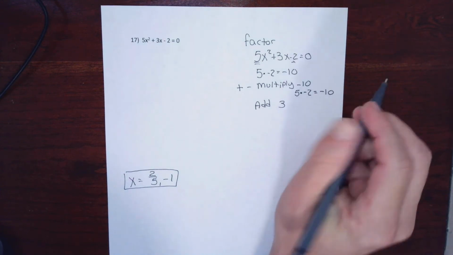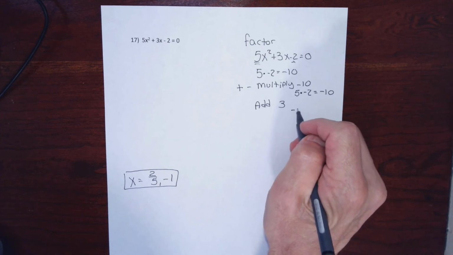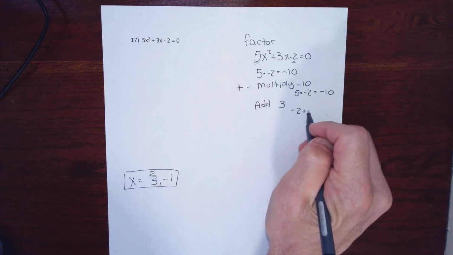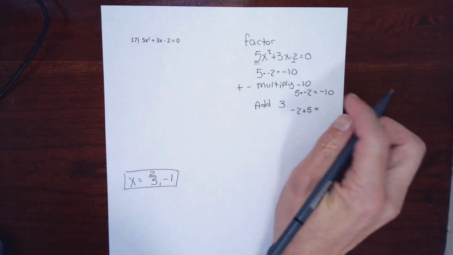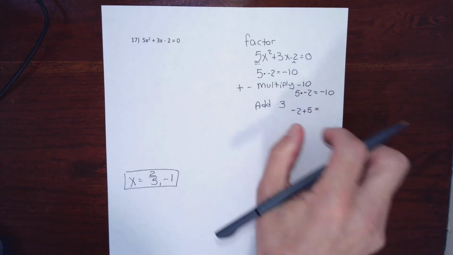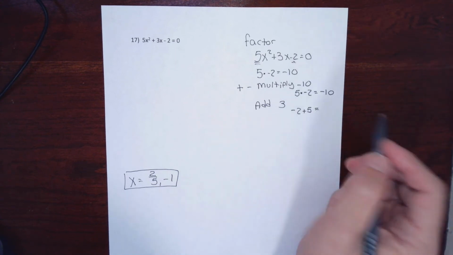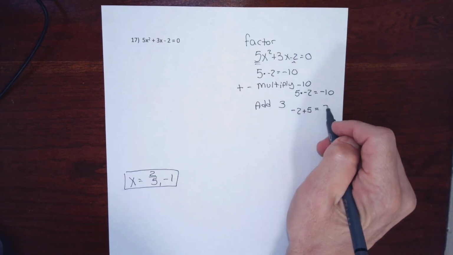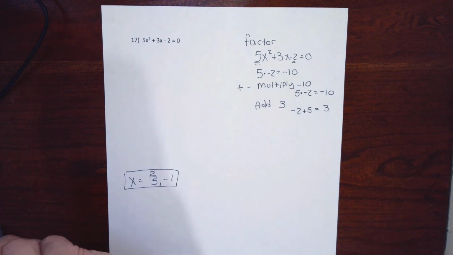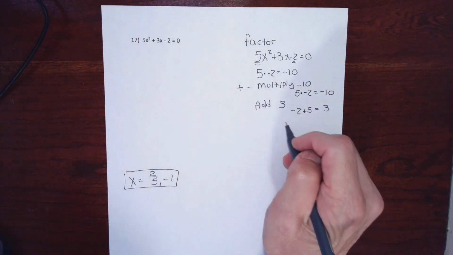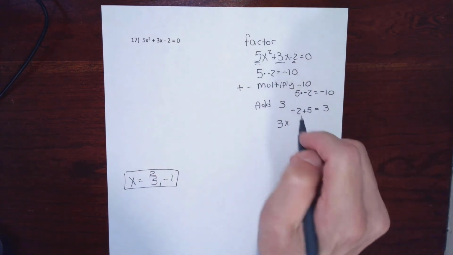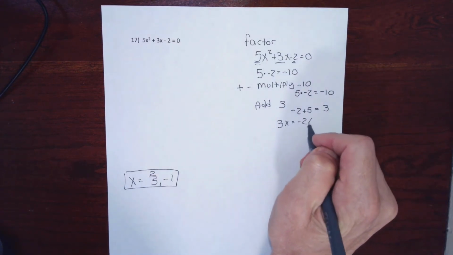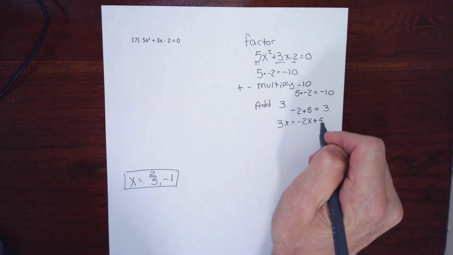The numbers I'm going to use are the 5 and the -2, and I'm going to write the -2 first. When I multiply 5 and -2, I get the -10 that I need. When I add them, because they have opposite signs, I subtract and take the sign of the larger. The -2 plus 5 is +3. I'm going to rewrite the 3x, the middle term in the problem, as -2x plus 5x.